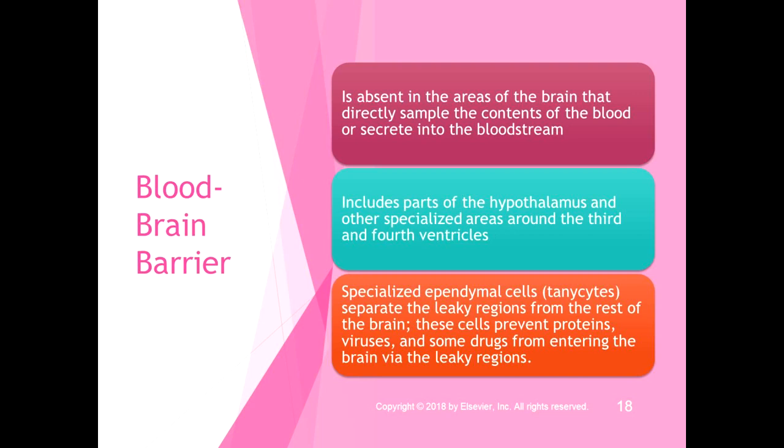There are specialized cells called tanycytes that separate the leaky regions from the rest of the brain, and these cells prevent proteins, viruses, and some drugs from entering the brain via the leaky region. So they're sort of like little protectors. It's sort of like they're the guy standing next to the cones to keep people from going where it's dangerous.